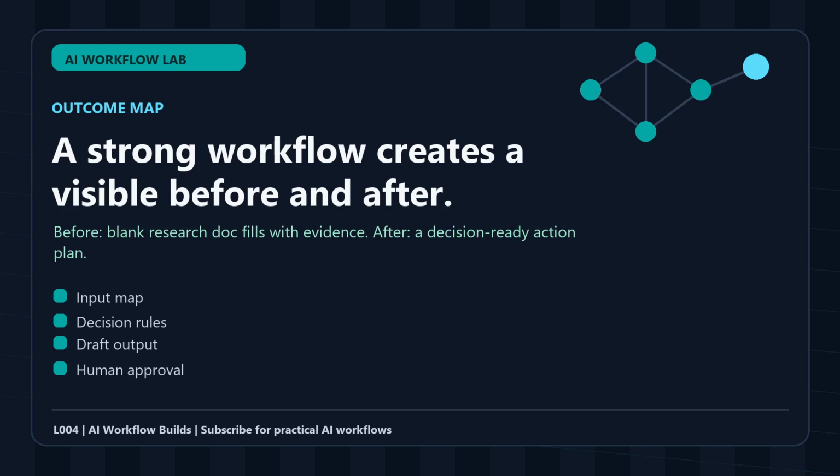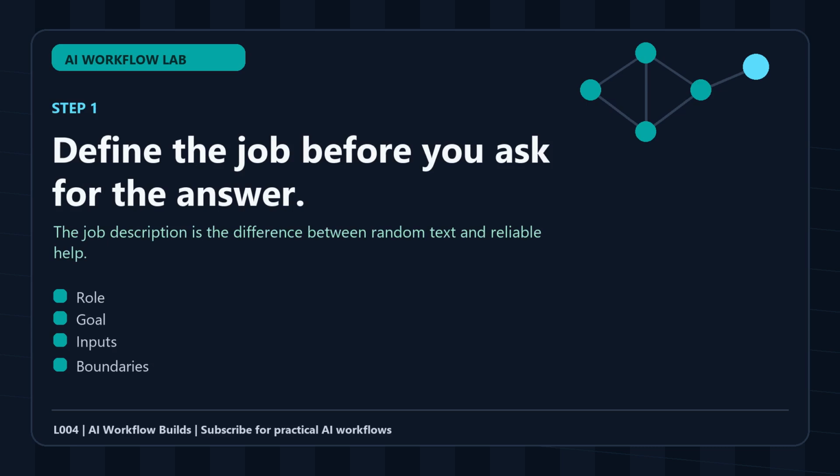Step 1 is the job description. Do not start with, "Help me with this." Start with the role, the goal, the available inputs, and the boundary. For this topic, the role is not general assistant. The role is workflow operator. The goal is to create a repeatable research assistant for markets, customers, and competitors. The available inputs might include notes, links, transcripts, tool lists, examples, deadlines, constraints, budget, and your preferred output format.